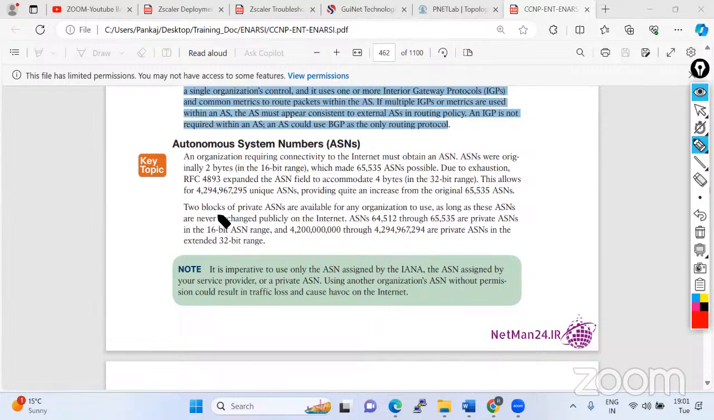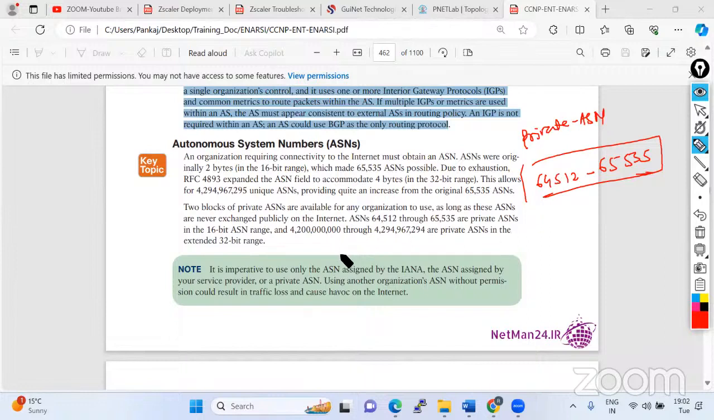So you can say two blocks of private ASs are available for any organization to use, as long as these are never exchanged publicly on the internet. These are the private AS numbers. This is the range for the private. If you are going to use an AS number for your company, that is from 64512 to 65535. These are the private AS numbers. After that, if you go for the extended range, this is the extended range. But before and after this, all ASs belong to the public AS number.